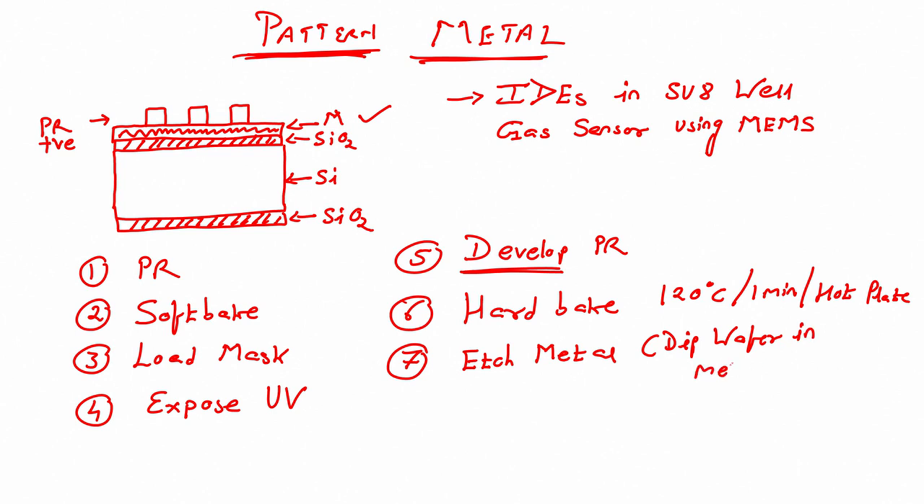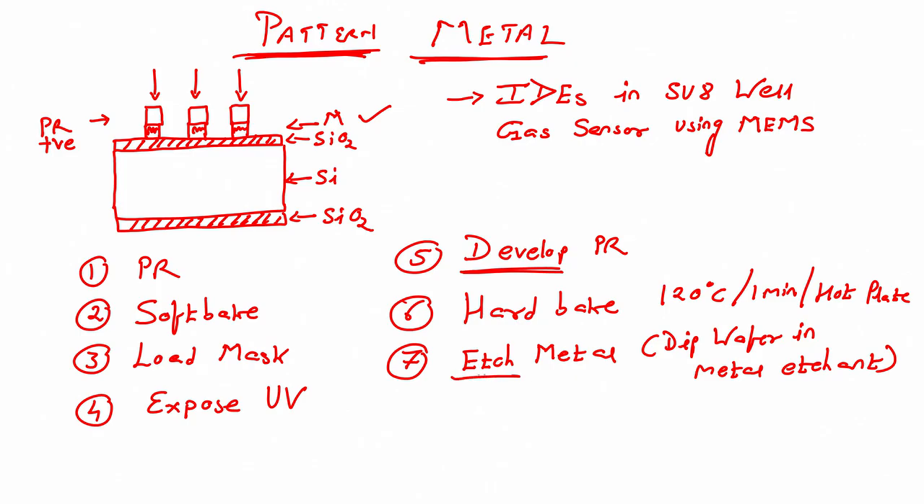That means we will dip the wafer in metal etchant. On dipping the wafer in metal etchant, what will happen? The metal below the photoresist, you see the photoresist is right over here. You look at this, the photoresist is right over here. The metal which is below the photoresist will not get etched, and the metal in the rest of the area will get etched.